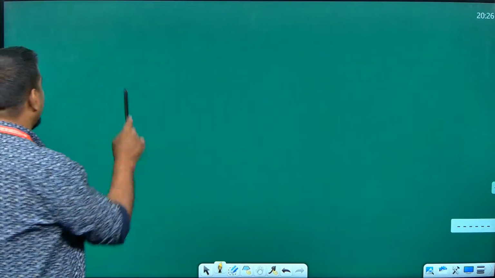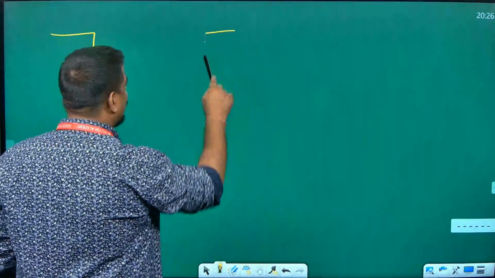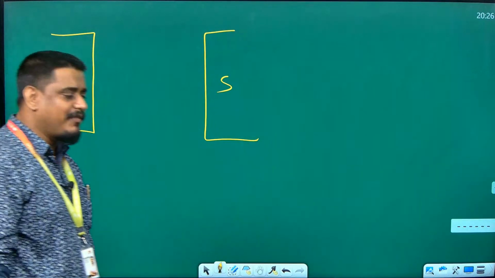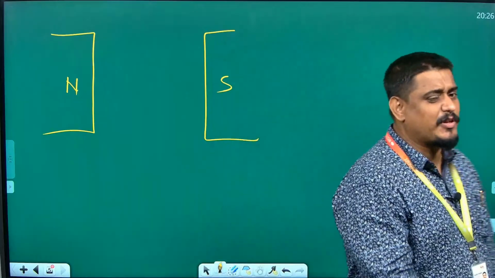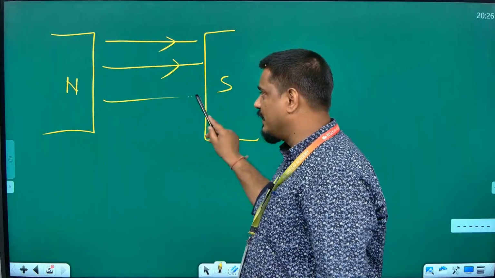Now, please pay attention without wasting any time. Please listen to what I say, you can copy it later. So, what I am doing, I am having two magnets. Why I am giving two magnets? Because I want to create a uniform magnetic field. North to south, there will be magnetic field lines. Am I right?